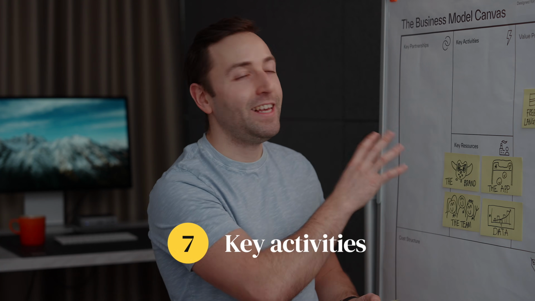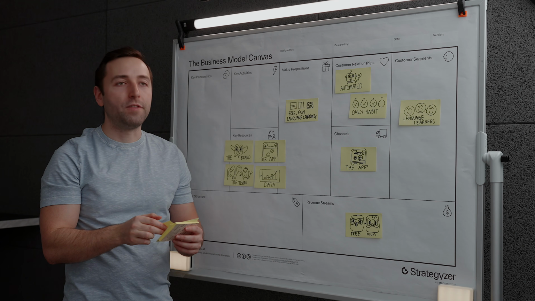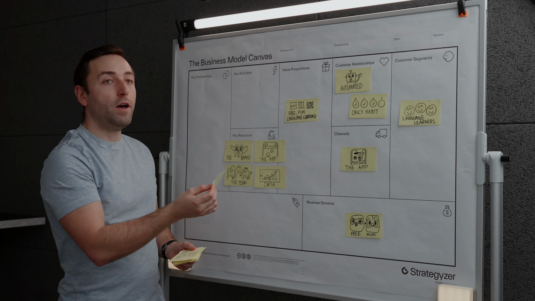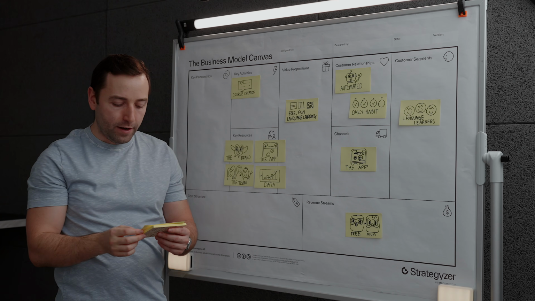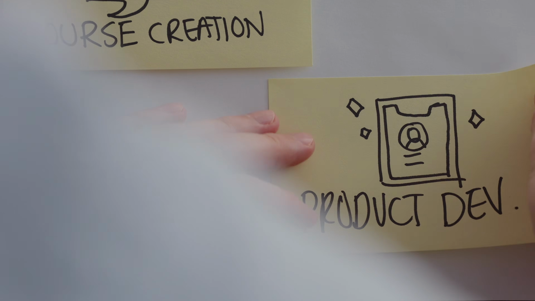Number 7 is key activities. These are just the things that you do every day to make sure that the company runs effectively. You don't need to put everything here, just the most important buckets. And for me, I think there are 2 big buckets here. The first one is course creation and content creation. And the second one is the actual product development itself.